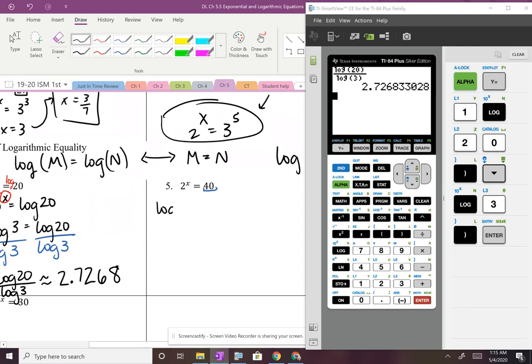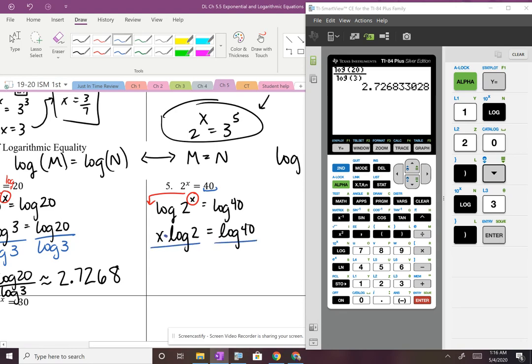Log, or you could also use natural log. If you are watching other videos and they use natural log, that's fine. Log of 2 to the x equals log of 40. The properties of logarithms say you can take your exponents and move them down front for multiplication. x times log of 2 equals log of 40. And to get rid of that multiplication, you just divide.